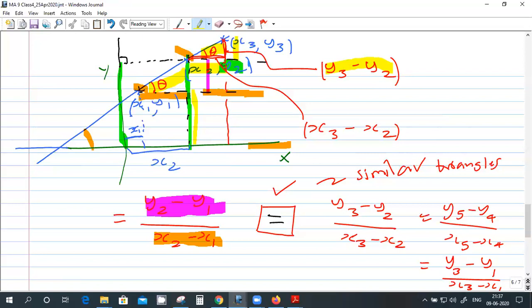So here these two triangles, the angles are the same, right? One angle is theta, other angle is 90. So the third angle will automatically coincide, because the third angle is 180 minus the sum of the two angles. So the third angle is 90 minus theta. This angle is theta.